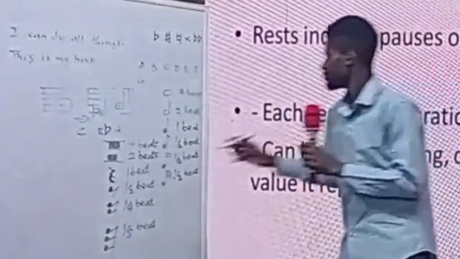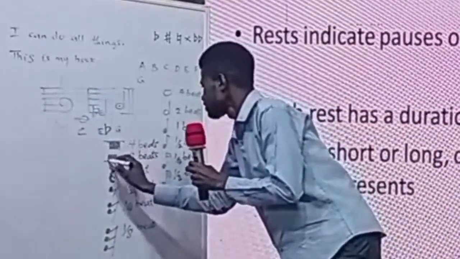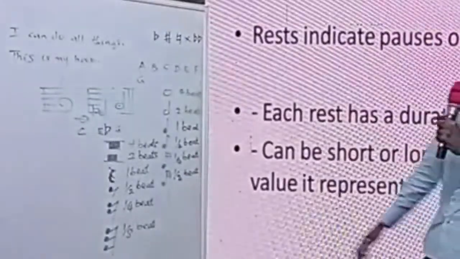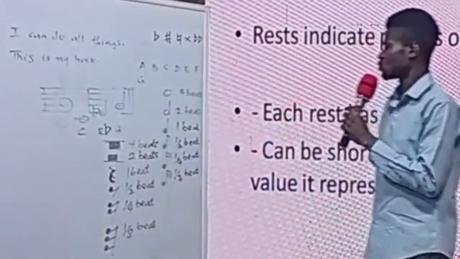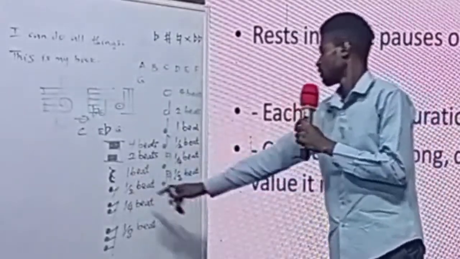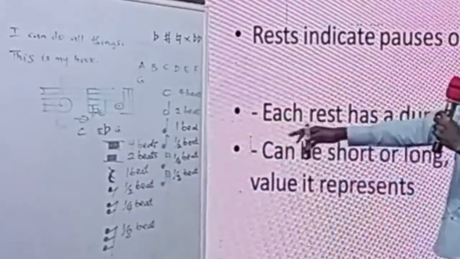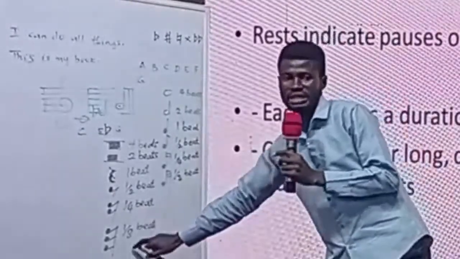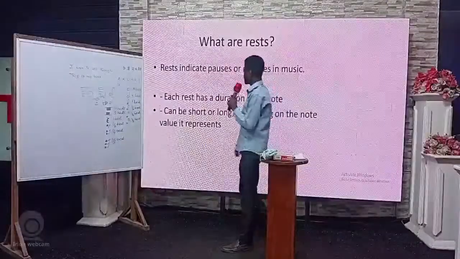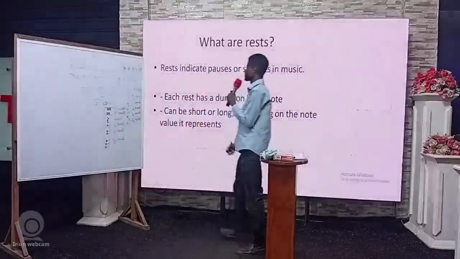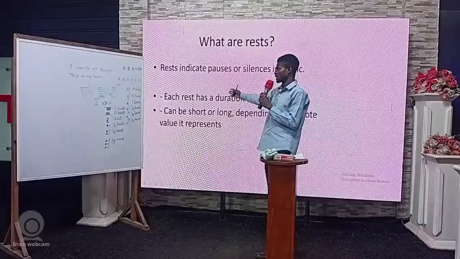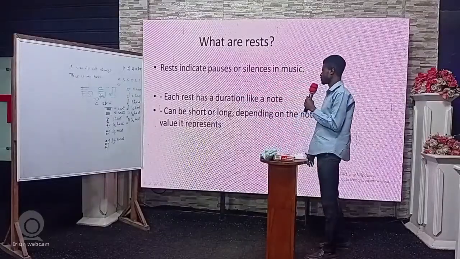So, if we have a semibreve rest, then it will be a 4-beat silence. This is a minim rest. It will last for 2 beats. A 1-beat rest, crotchet rest. Then we have half-beat rest. We have quarter-beat rest. And then we have 1/8 beat rest. So as far as rest is concerned, these are the rest signs and symbols that we use in music. So like I said, each rest has a duration like a note.